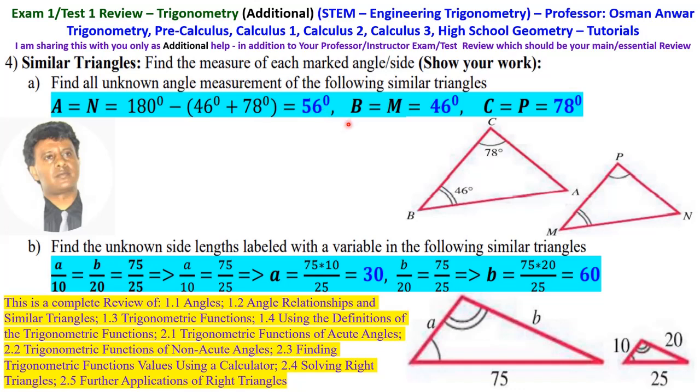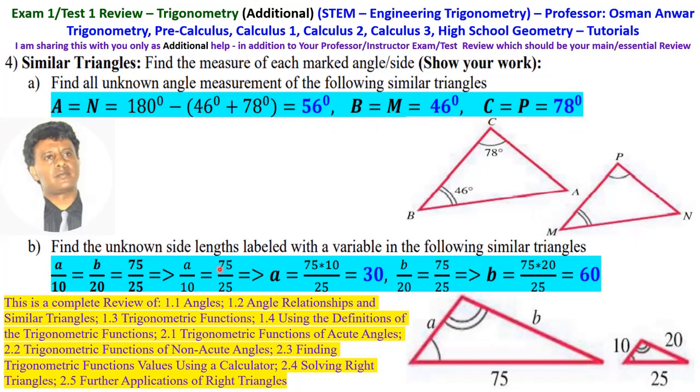So the angles are A is 56, B is 46, A and N are 56, B and M are 46, C and P are 78. And indeed 56, 46, and 78 add up to 180.